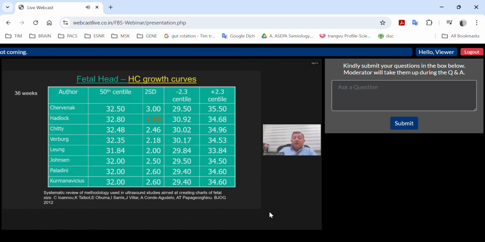Starting with the problem of how we measure, there are different tables, and it's important that you should know that if you use Hadlock, a lot of your patients will have either big or small heads, because the standard deviation of the Hadlock curves is very thin. Today, we recommend using the very old curves of Chervenak, because there the standard deviation is bigger, so the risk of false positives, either in the big size or the small size, becomes less.